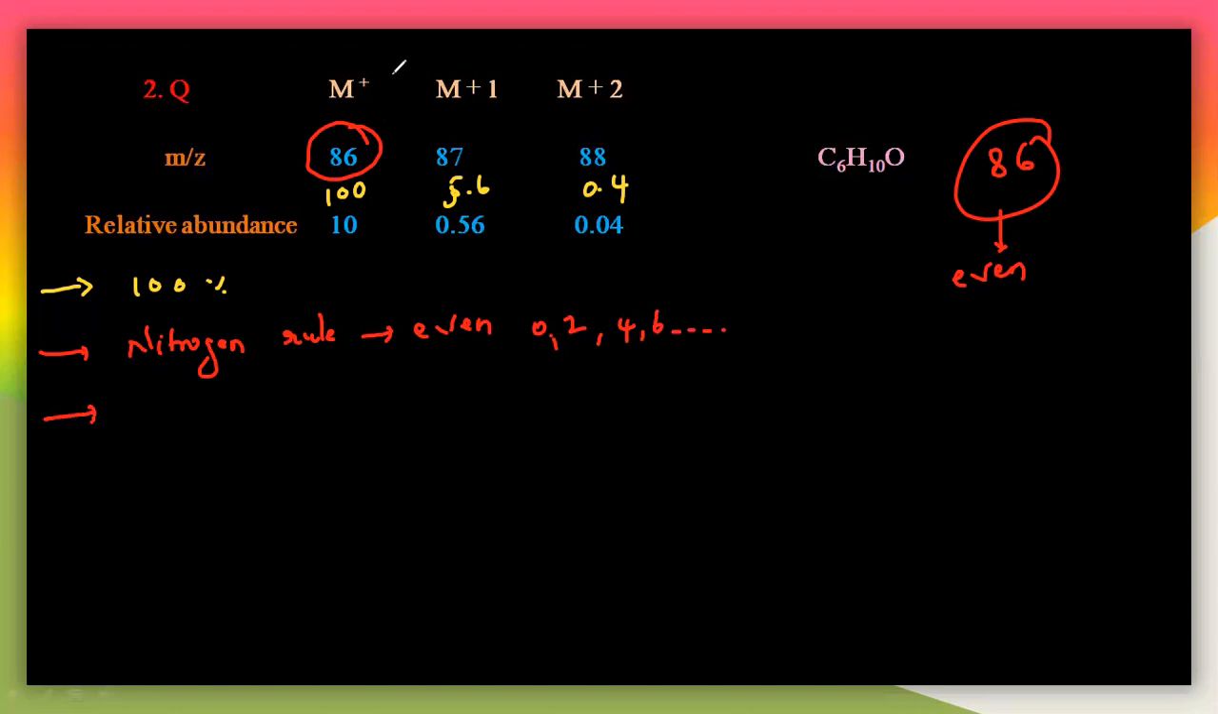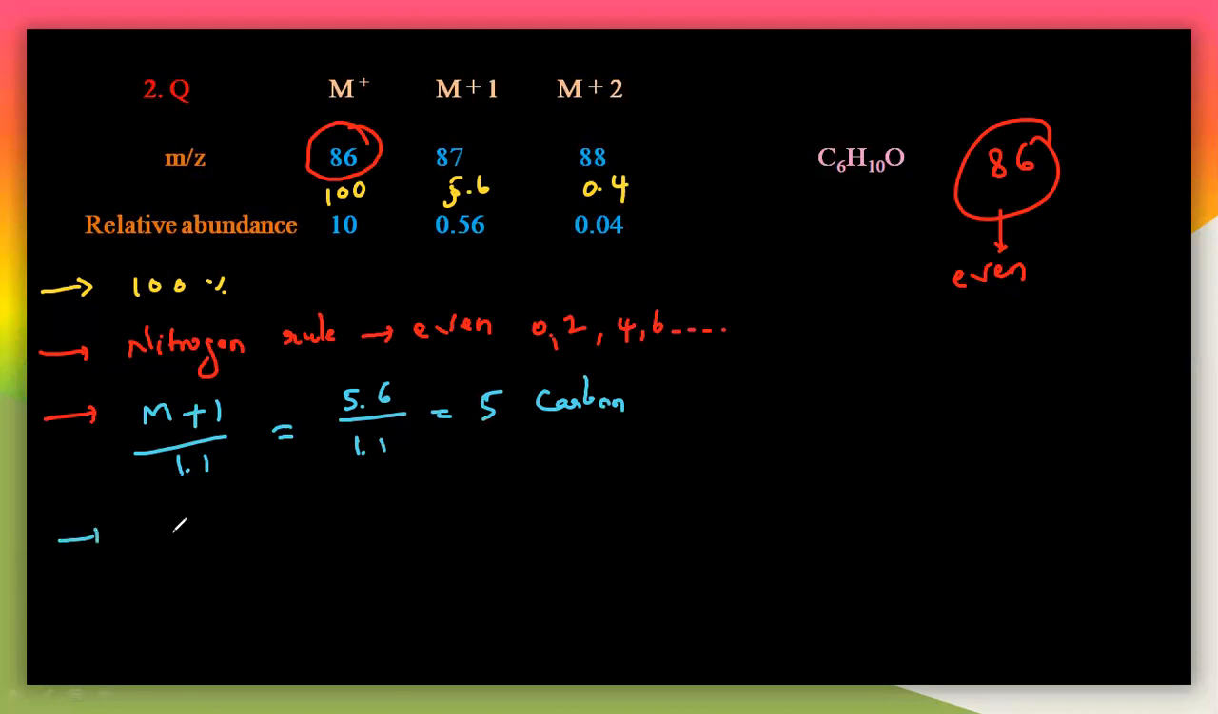So what you have to do, the next third rule, which is M+1. M+1 divided by 1.1, you will get the number of carbons here. So that is 5.6 divided by 1.1. So how much will you get? Actually, you will get 5 carbons here.